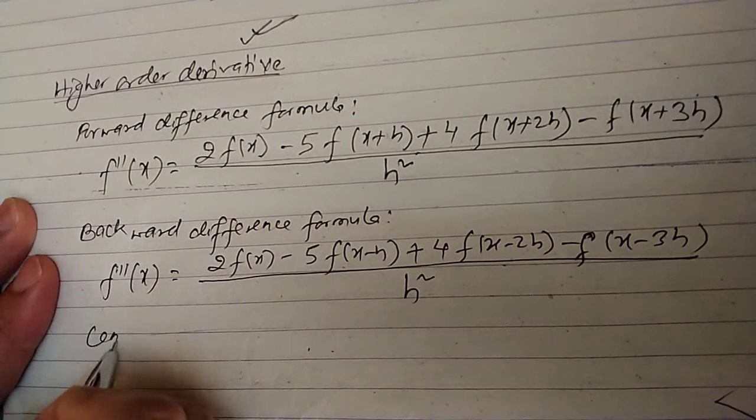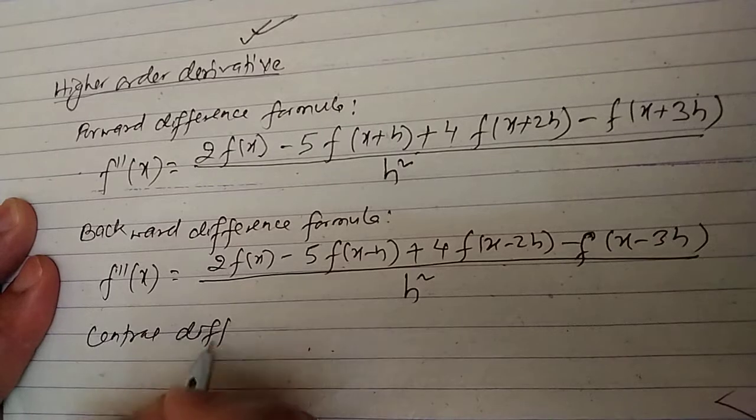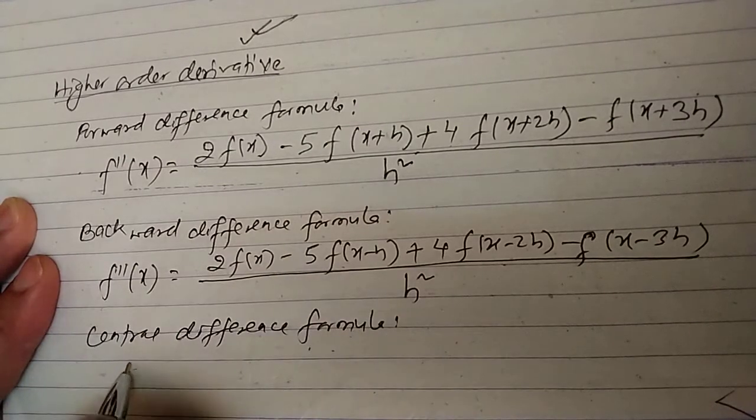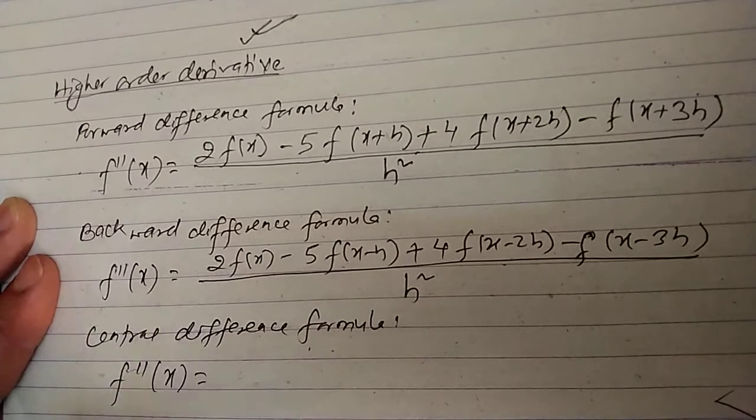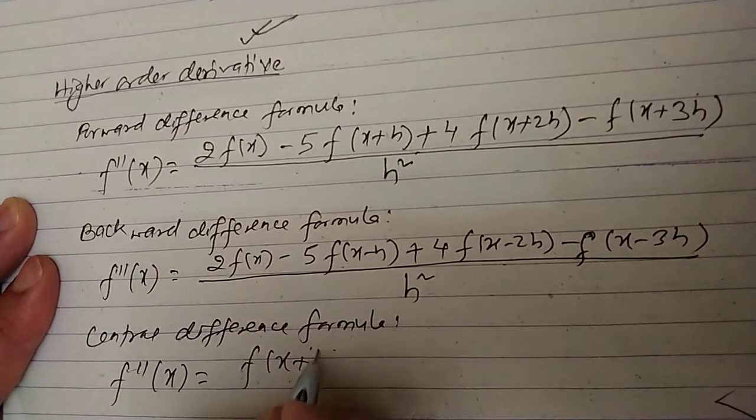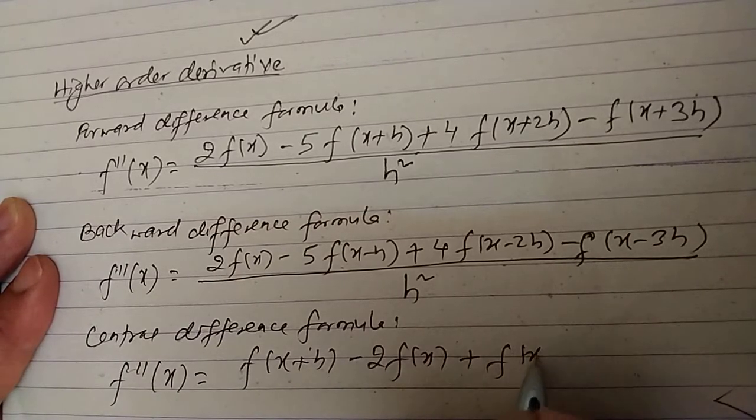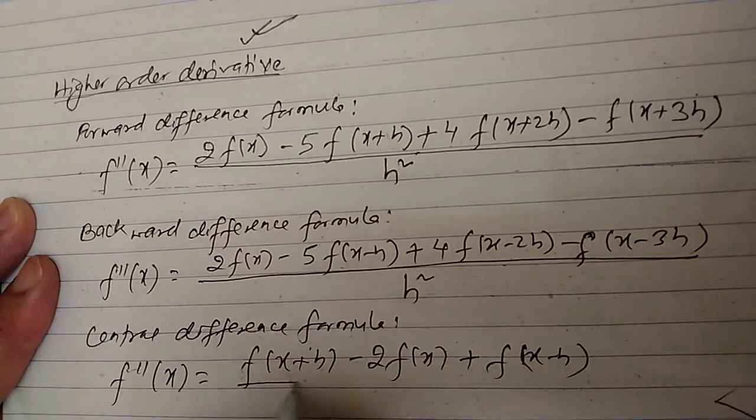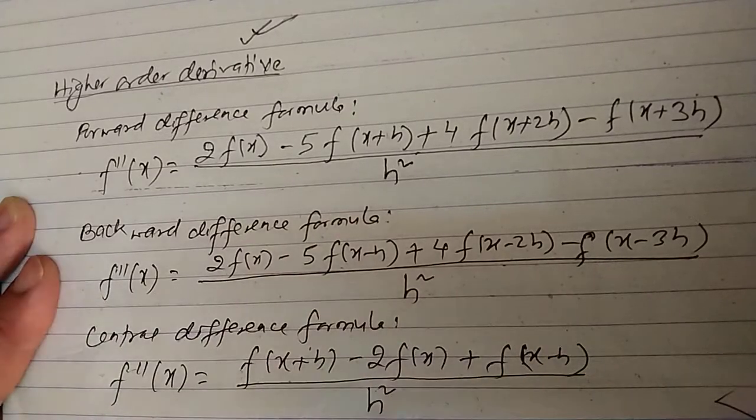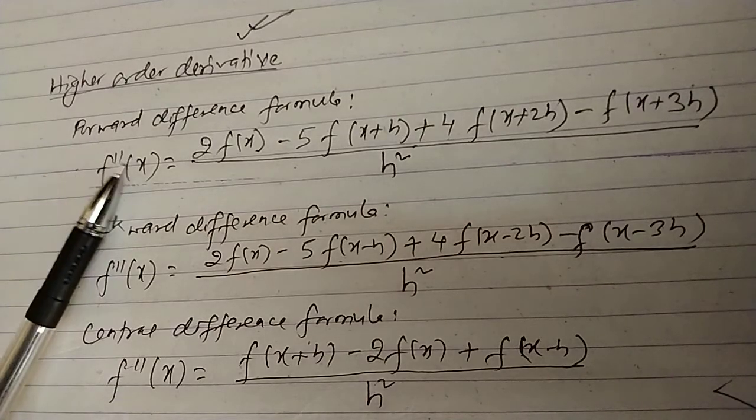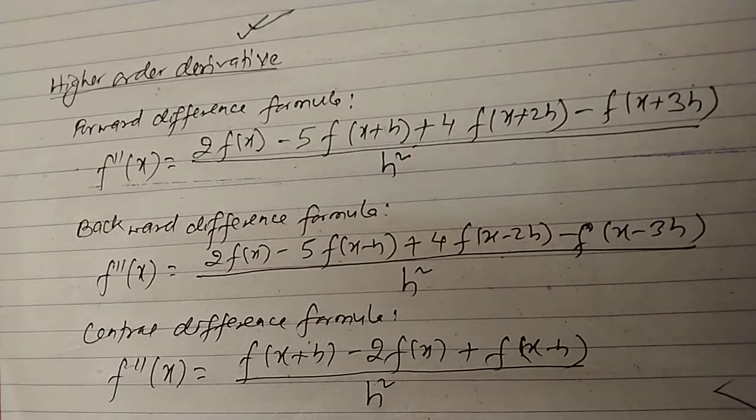Also write down the central difference formula for second order derivative: f double dash x will be equals to fx plus h minus 2 into fx plus fx minus h whole upon h square. So these are the formula for forward difference formula, this is the backward difference formula, and this is the central difference formula for the tabulated functions.